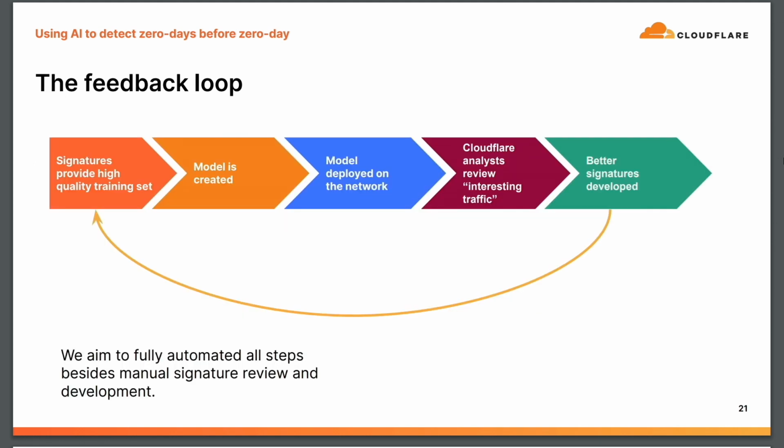This is extremely important because we can create a feedback loop. As you remember, the rules were the ones creating the training set. So if we improve those rules, we also improve the training set for the ML model. And so you create a reinforcing loop. So you will eventually end up with a better ML model that will cover more of the attacks.